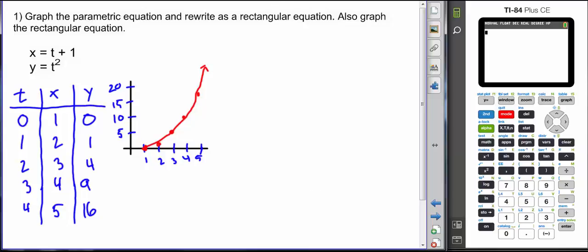All right. Now it says to also graph the rectangular equation, and rewrite it as a rectangular equation. So let's start with the rewriting. Here's where I'm going to start.